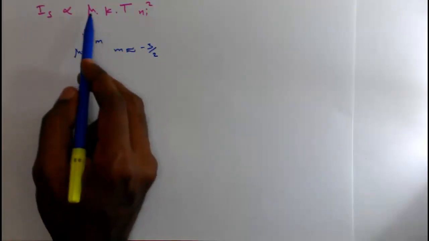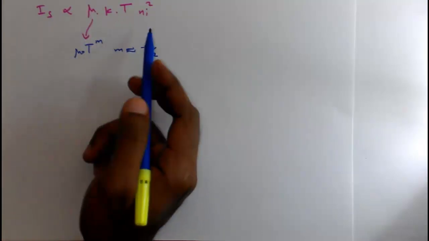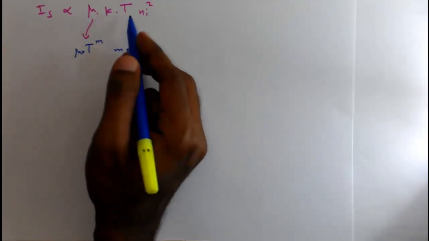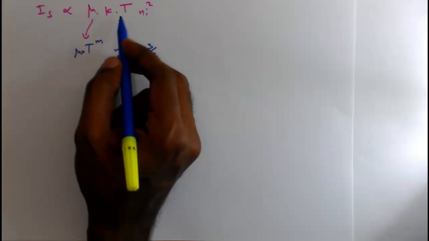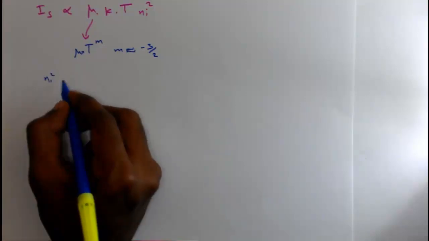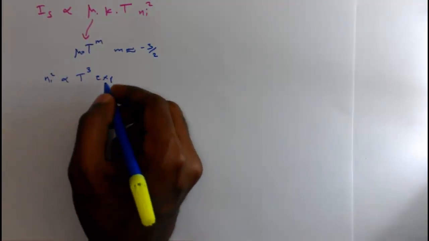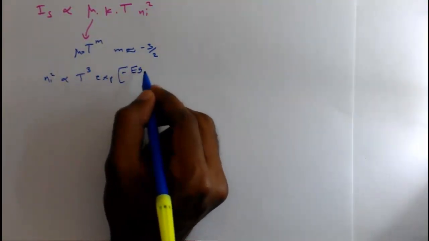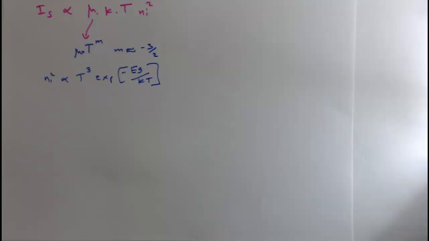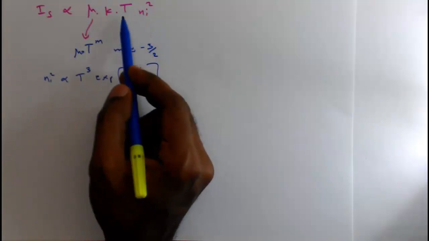So the Is has 1, 2, 3 terms, and this mu itself is dependent on the temperature with the relation mu 0 into T to the power M, and K is a constant, and T we know it's a temperature, and the next term is Ni square. So this Ni square is proportional to T to the power 3 exponential minus Eg by Kt. So these are the dependencies of Is on temperature. So it has dependency on mobility and Ni square and this T.